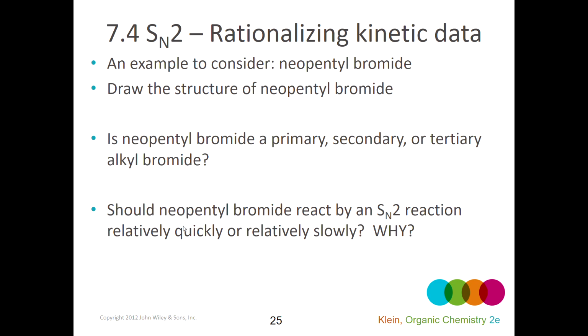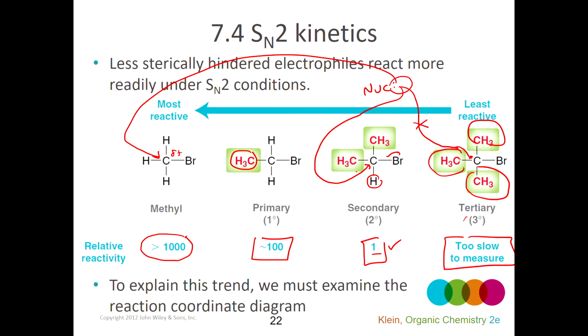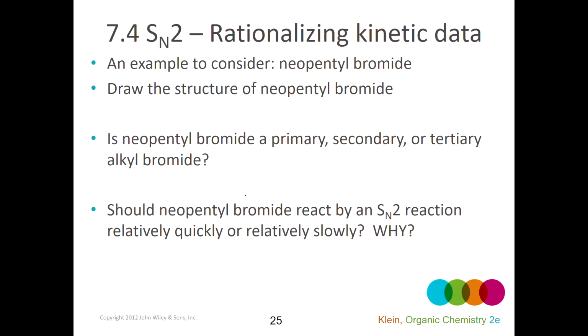So it's important to understand the details here and not just memorize the rules, right? If we were just memorizing this, we would say, well, tertiary is too slow to measure, secondary is pretty slow, primary is really fast, and methyl is even faster. If we just memorize that, though, we might make a mistake, and I just want to use this example to illustrate that. So neopentyl bromide, let's draw the structure of that.